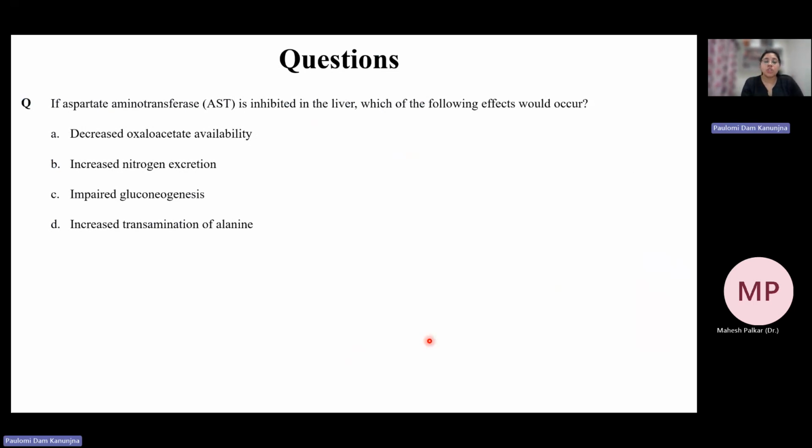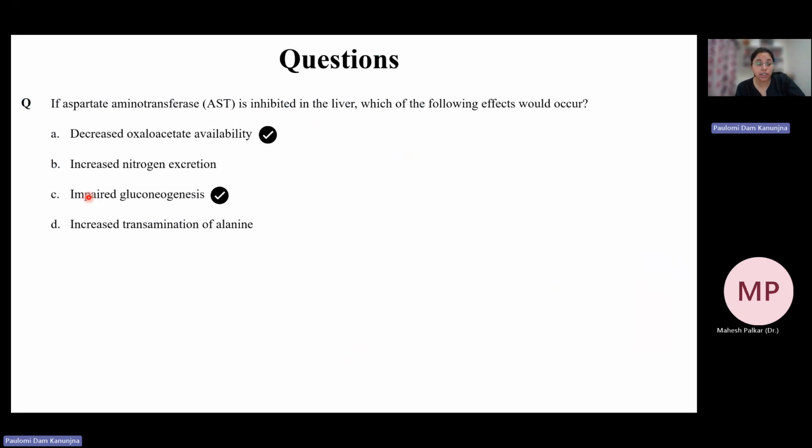Yep. Okay. So if aspartate aminotransferase, an enzyme in the liver, is inhibited, you need to remember which one is the keto acid of aspartate. So if that is inhibited, which one of the following is affected? C is correct along with A.